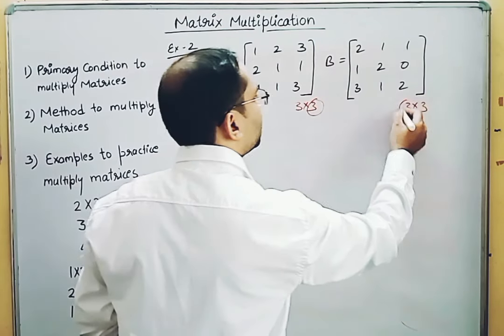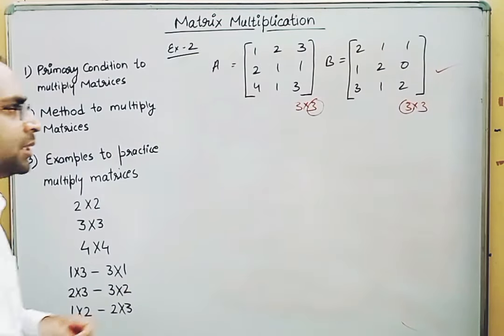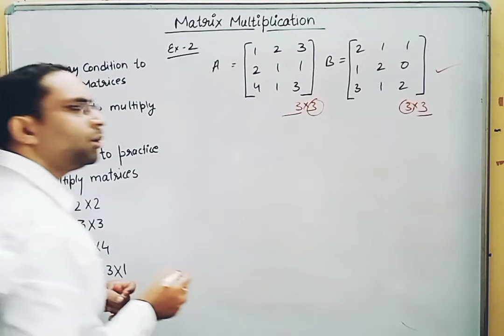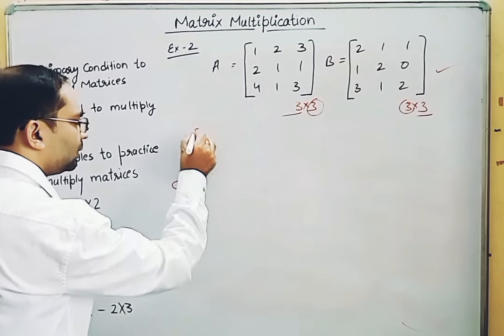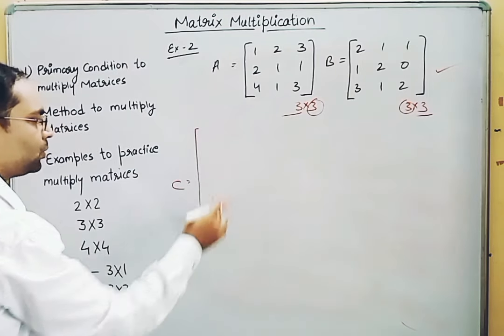So here it is 3, here it is 3. Yes, we can multiply these two matrices. What will be the resultant? That will also be a 3 cross 3 matrix. Calculate C. So we'll write C as this is a 3 cross 3 matrix. So we'll have 3 rows here and 3 columns here.